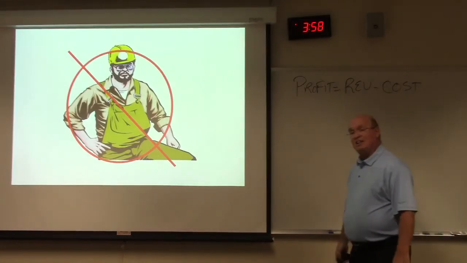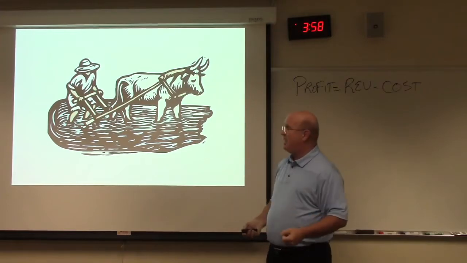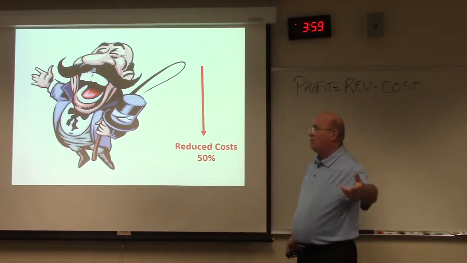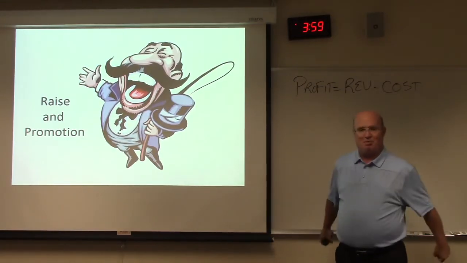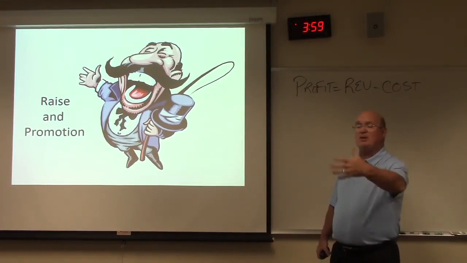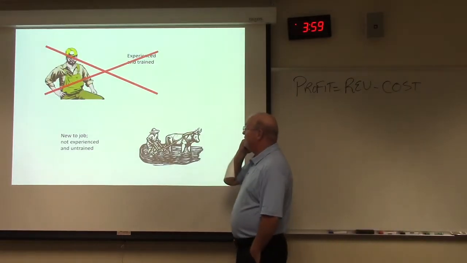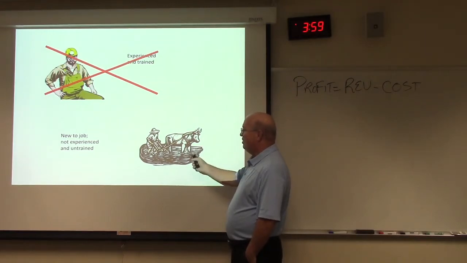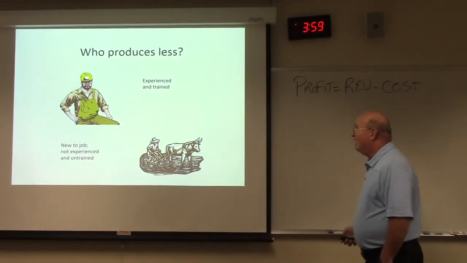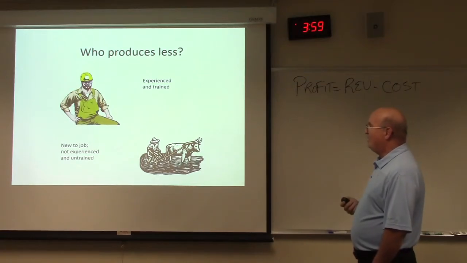Now, of course, I'm firing these guys and hiring these guys, because I showed my bosses, and the bosses said do it, and I reduced costs by 50% according to my papers that went into accounting, and I get a raise and promotion. Now you get promoted to run the factory. Now the problem is I fired all your experienced and trained workers. So these folks are all new to the job. They're not very experienced. They're definitely untrained. Who's going to produce less? The folks that just came into work.